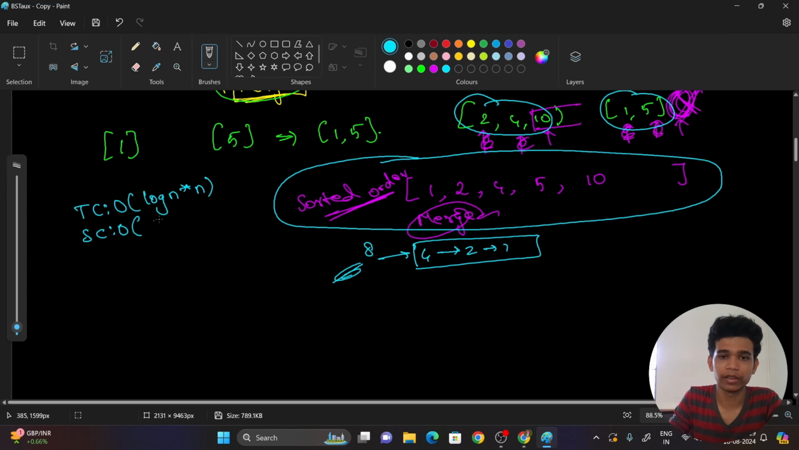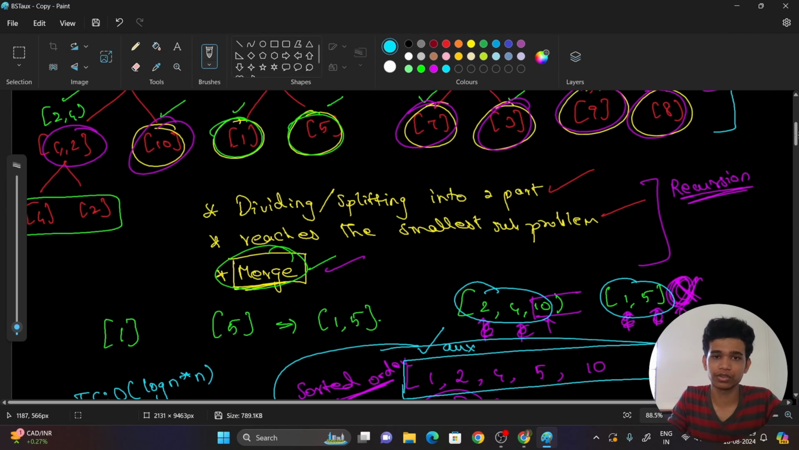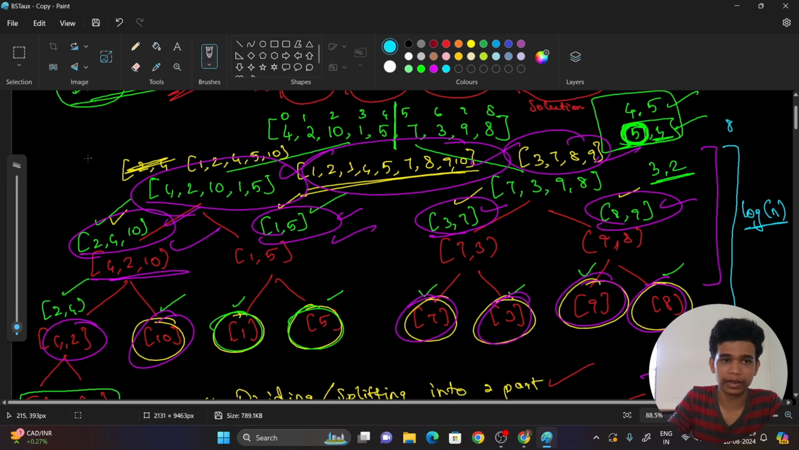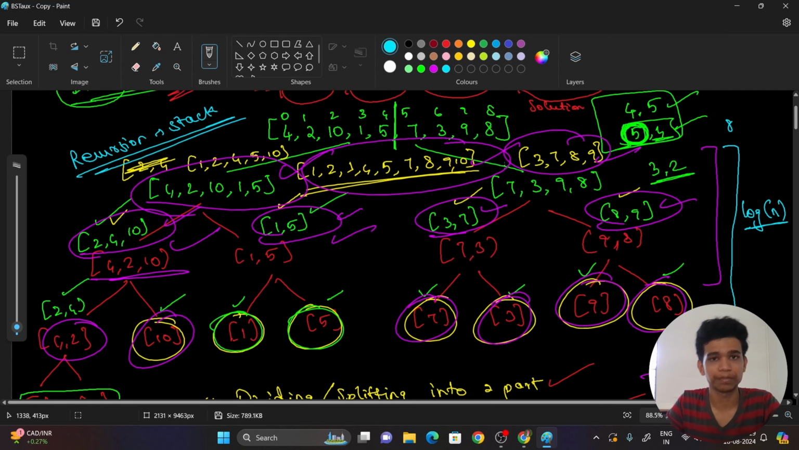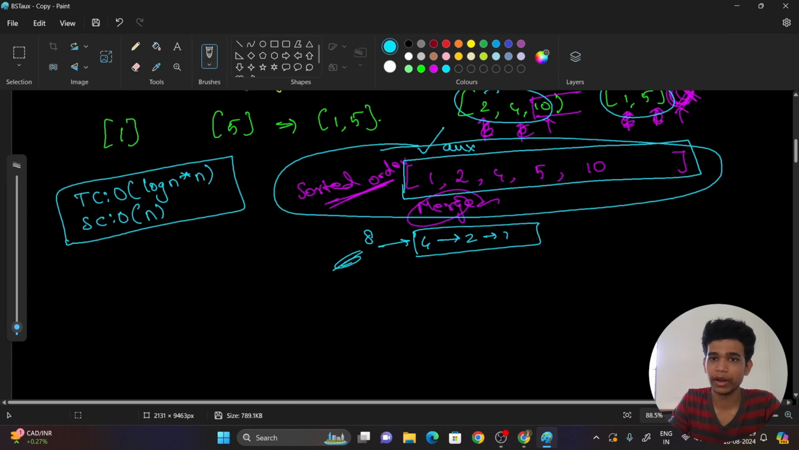Okay, what's the space complexity? We are doing a merge function. For this merge function, we require auxiliary space. Also, it is a recursion. Whenever we go for a recursion, a recursion stack is created, and this recursion stack is also taking some space. So, overall, the space complexity will be O of n. So, this is the time and space complexity analysis. Hope you understand this, right?